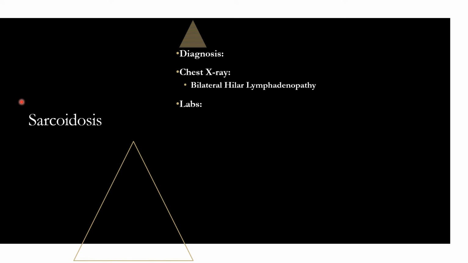Now on labs, this is a big one. Increased ACE levels. Your serum angiotensin converting enzyme levels are elevated in about 75% of patients with sarcoidosis. You need to know this for your boards because this will be on the vignette. But we need to know in real life, this test actually has pretty poor sensitivity. There are a lot of false negatives. It's really not a great diagnostic test, but it's going to be on your vignette. So you definitely need to know increased ACE levels with sarcoidosis.